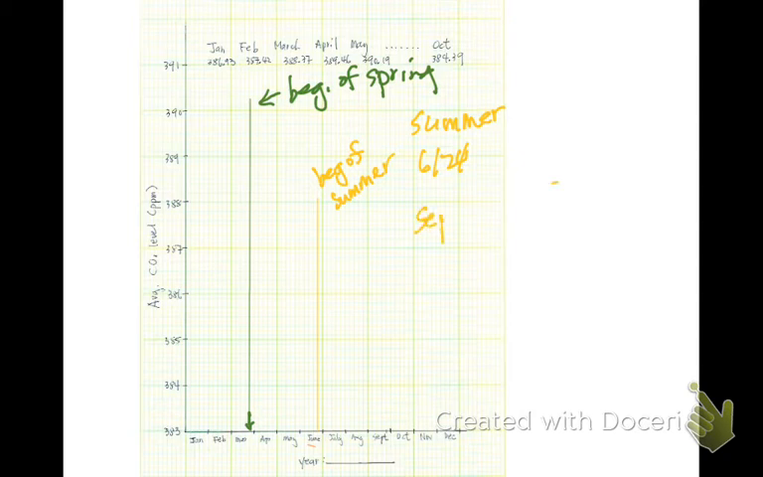September. Let me change the color to orange. September 24th starts fall. So let me find September 24th. Right around here, 4th line. Draw a line straight up. And that marks the beginning of fall.